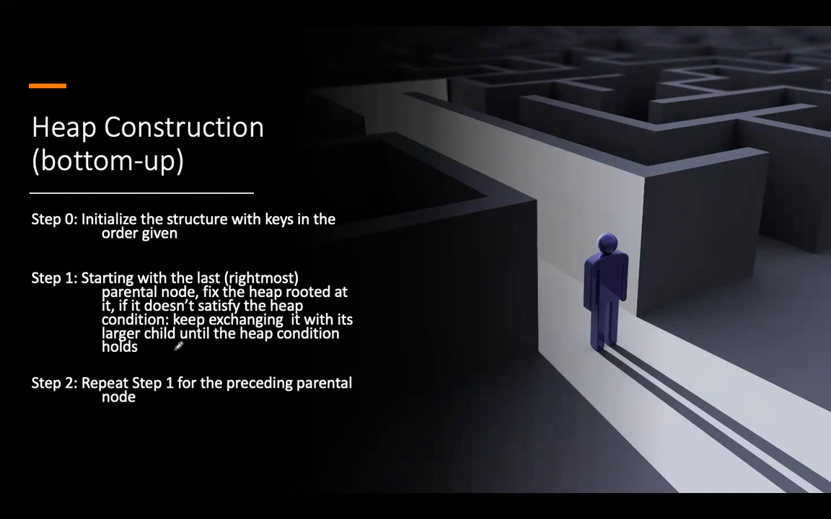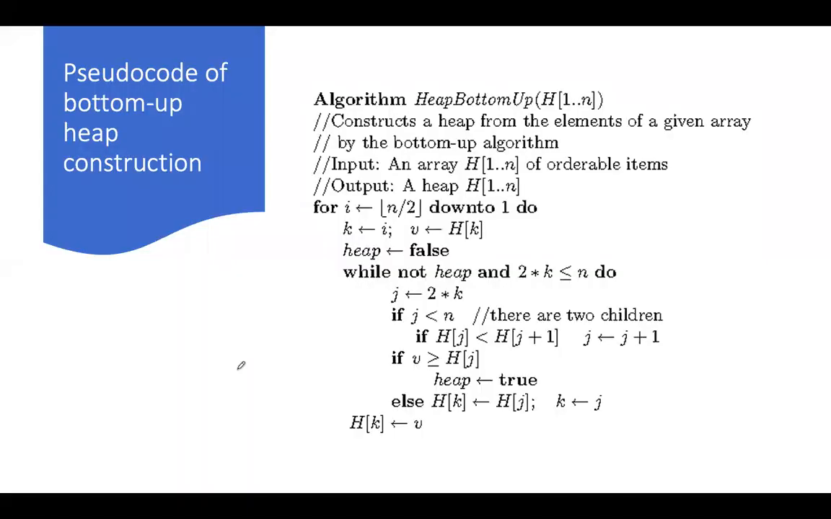The rightmost parental node we will go to first, and if that satisfies the heap condition, fine. Otherwise, replace it with the child node. Repeat step 1 for the preceding parental node. So we'll go to the parent and check the heap condition. If it is not correct, we'll exchange. We shall see this with an example and you'll understand.